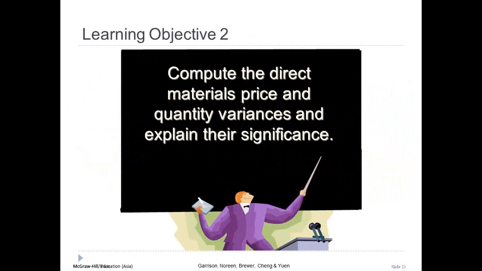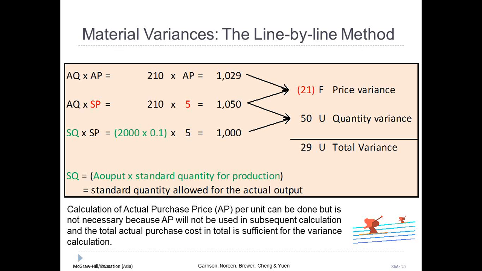Actual output is 2,000. Standard quantity for production is 0.1 kilograms per unit. Therefore, SQ equals 2,000 times 0.1, which is the standard quantity of raw material allowed for the actual output. Put all of them together into the model, and we can get the variances automatically. Note that the total flexible variance is the summation of all variances, price and quantity, but is also the difference between the actual spending and the flexible budget. First row minus third row equals 1,029 minus 1,000 equals $29 unfavorable.